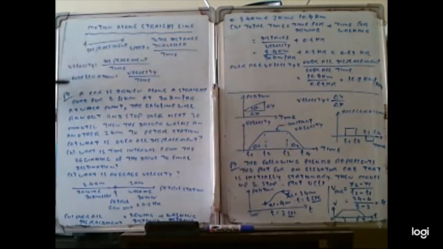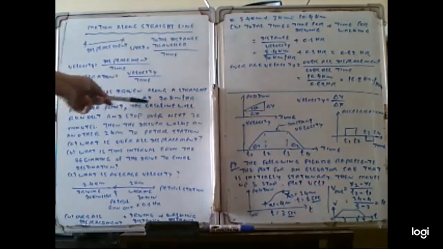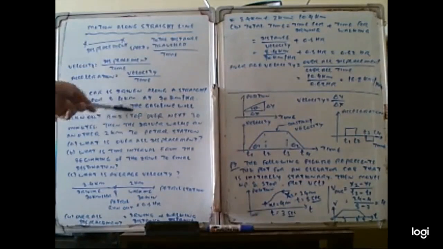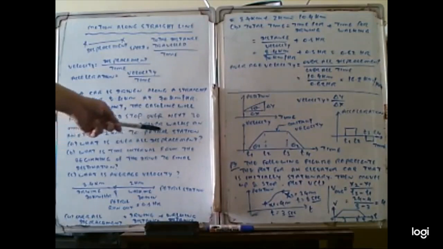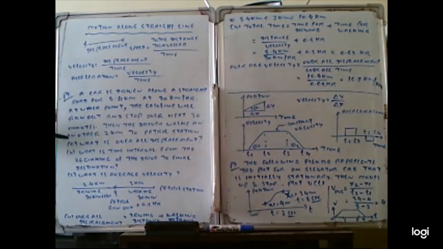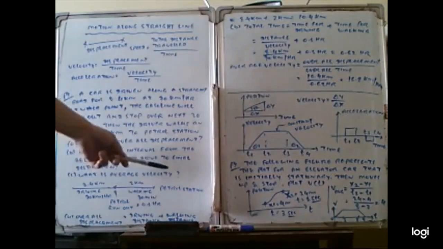Okay, so this problem: a car is driven along a straight road for 8.4 kilometers at 70 kilometers per hour, at which point the gasoline runs out and it stops. Over the next 30 minutes, the driver walks another 2 kilometers to the petrol station. A, what is the overall displacement? B, what is the time interval from the beginning of the drive to the final destination? C, what is the average velocity?